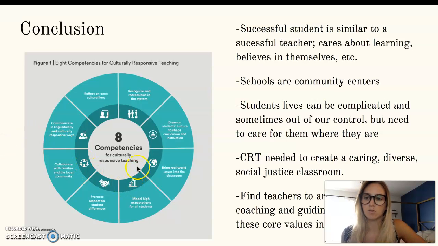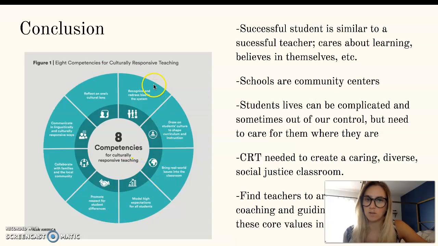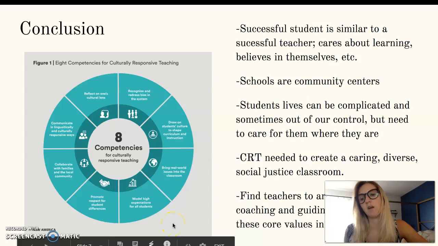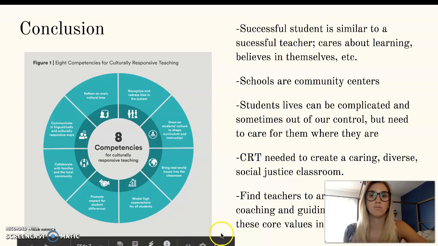And last but not least, this little graphic kind of sums up a lot of what I've talked about: recognizing our own biases, connecting to families, bringing in real world experiences to your lessons, keeping high expectations, all of these things that are going to make our classrooms more relative, more safe, more successful for our students. And that is how chapter 11 connected to our bigger theme of culturally responsive and relative teaching.